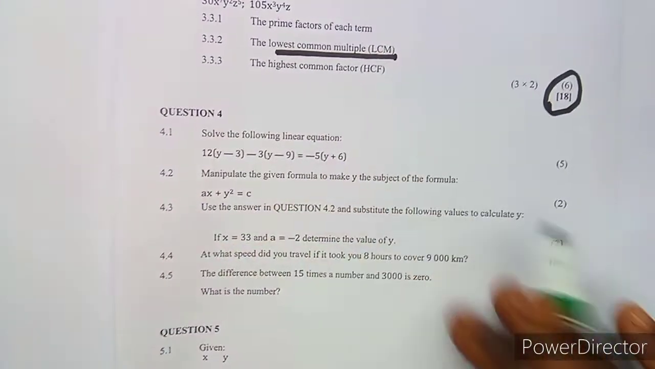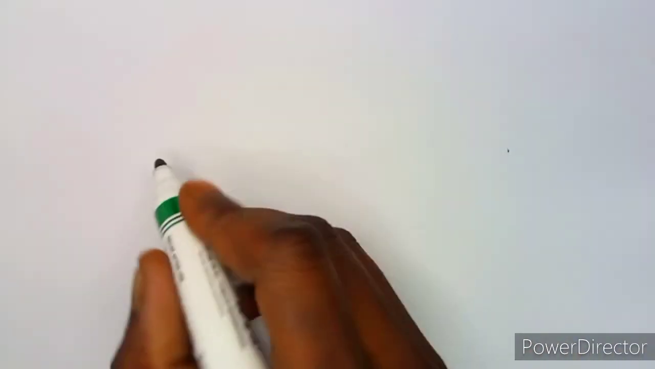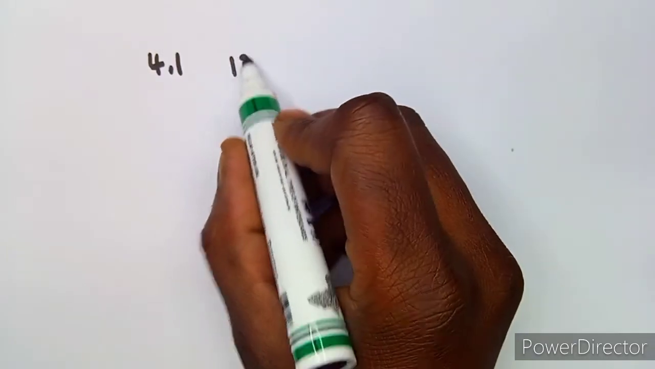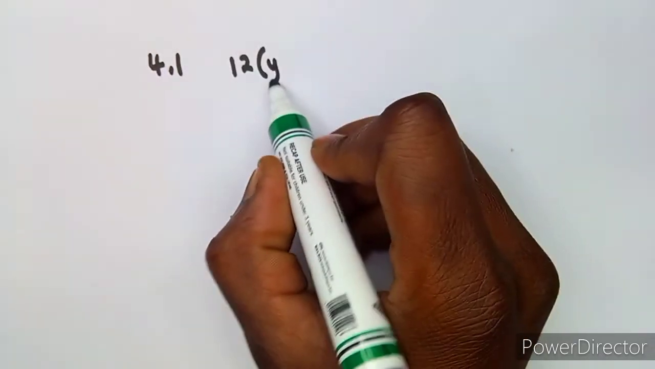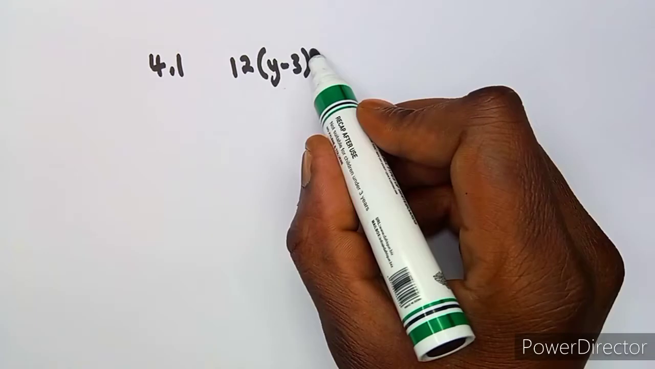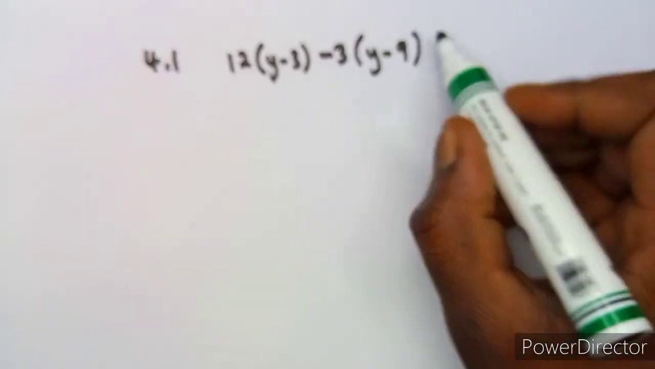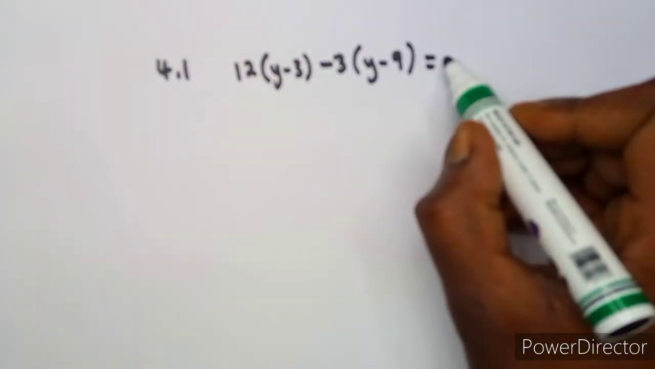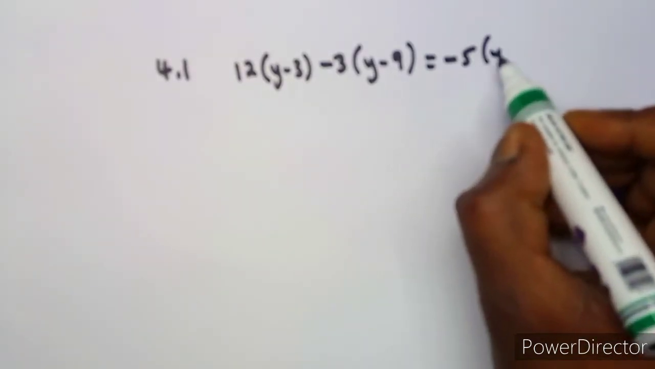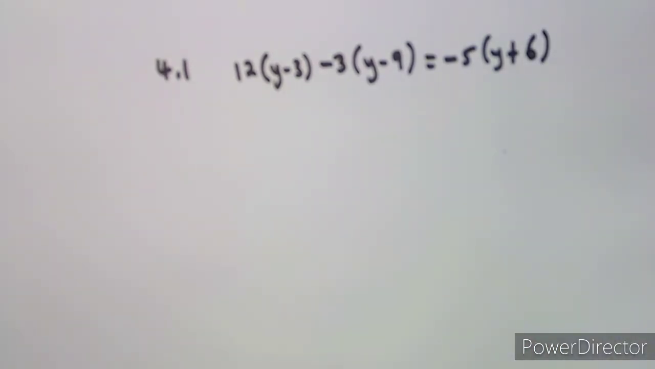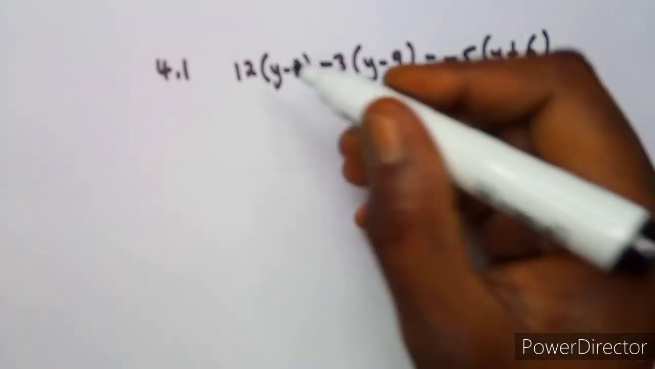That's a linear equation, but we've got brackets there to work on. So this is 4.1: 12(y − 3) − 3(y − 9) is equivalent to −5(y + 6). All right, so that's what we're given to simplify. As you can see, the first thing definitely is to expand brackets, guys. We have to expand brackets here.